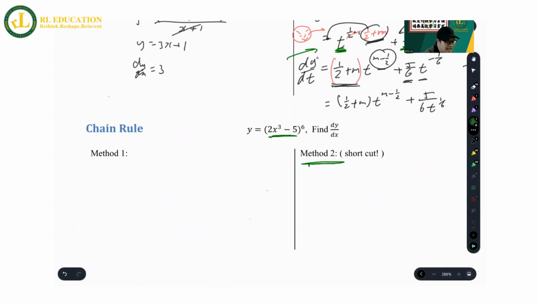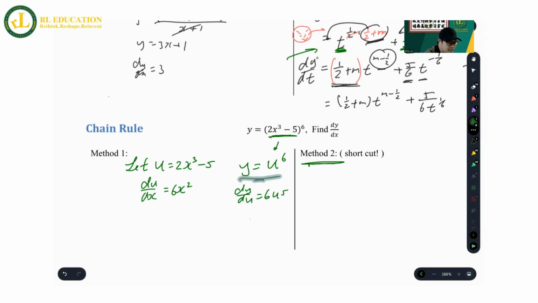The proper way is I let a letter become the base. The reason I do this is because if I do that, then under the equation, the power is just one single letter. It's doable. So this is u in terms of x. I differentiate, it will be du dx, 6x squared. This is y in terms of u. When I differentiate, I got dy over du, 6u^5. Okay, but the question is asking for dy over dx. I don't have dy dx, I have du dx and dy du.